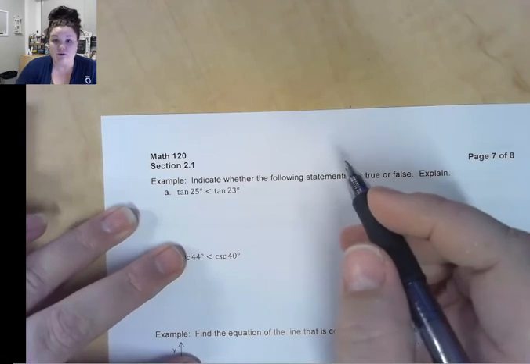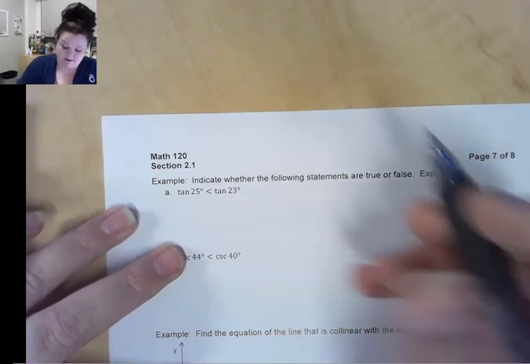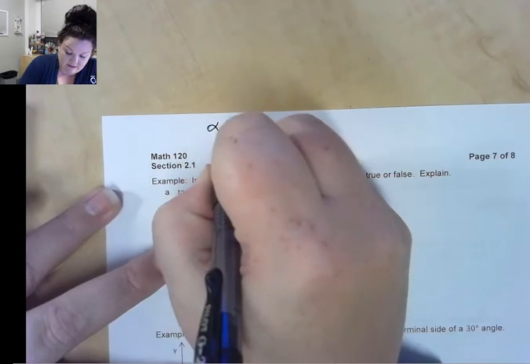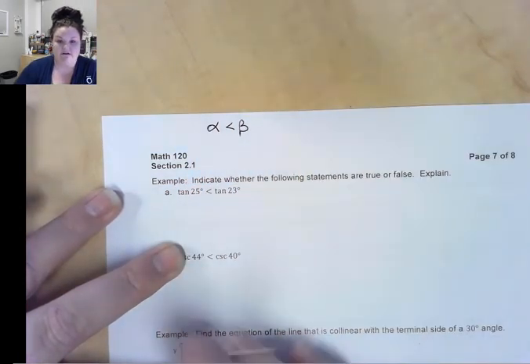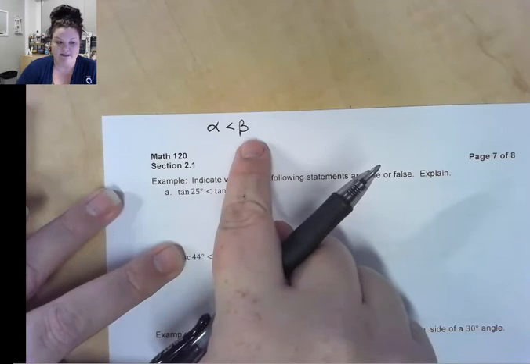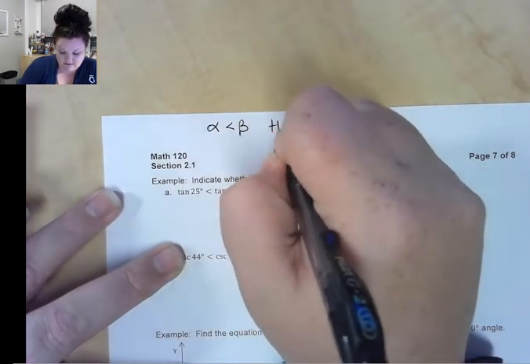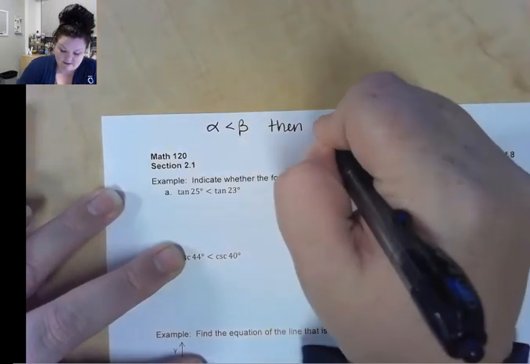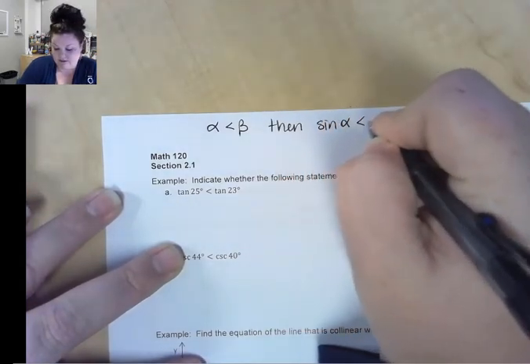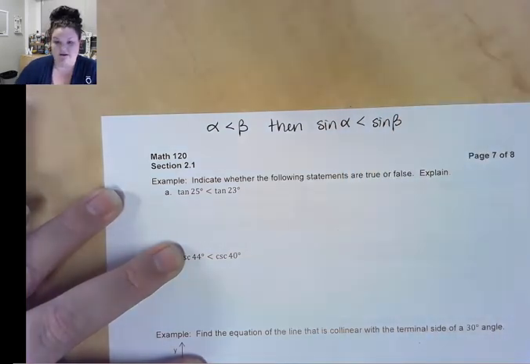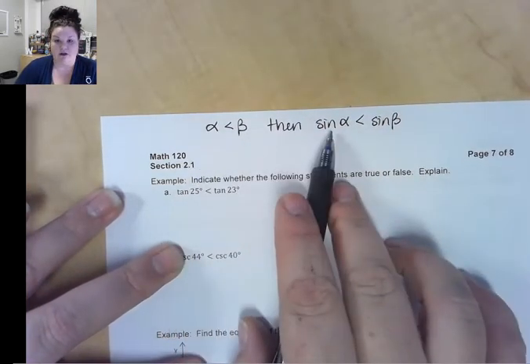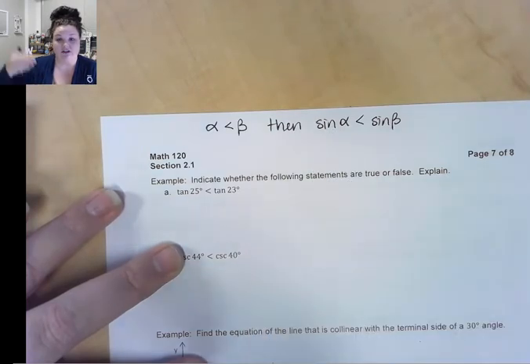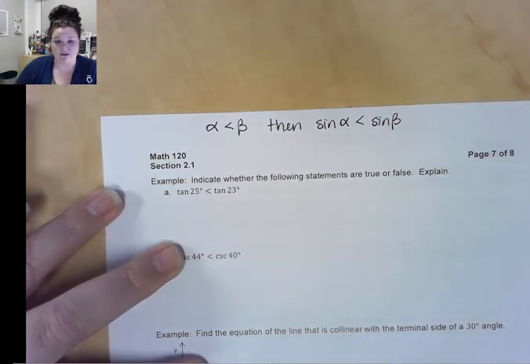Let's say we have 2 angles. I'm just going to call them alpha and beta. Let's say we know that alpha is smaller than beta. Alpha is the smaller angle, beta is the bigger. Then we know that the sine function should get bigger as the angles get bigger, right? So that means that sine of alpha should be less than sine of beta, right? Smaller angle has smaller sine value because we know that the sine function increases as the angle increases.